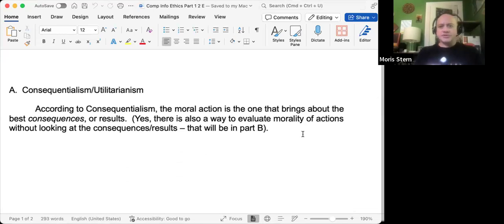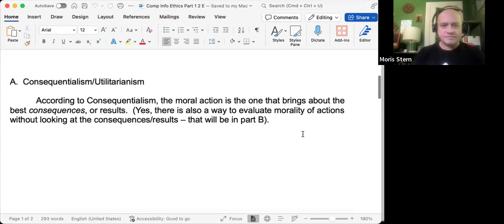According to consequentialism, the moral action is the one that brings about the best consequences or results. Yes, there's also a way to evaluate morality of actions without looking at the consequences or results, and we will discuss that in part B.